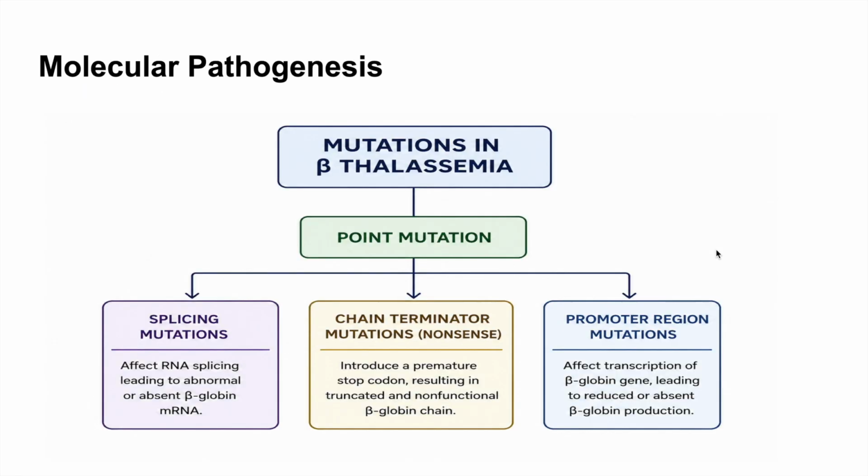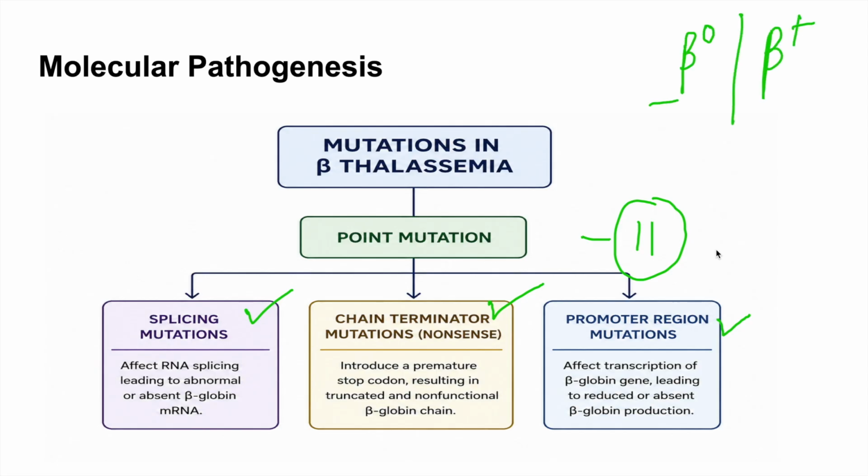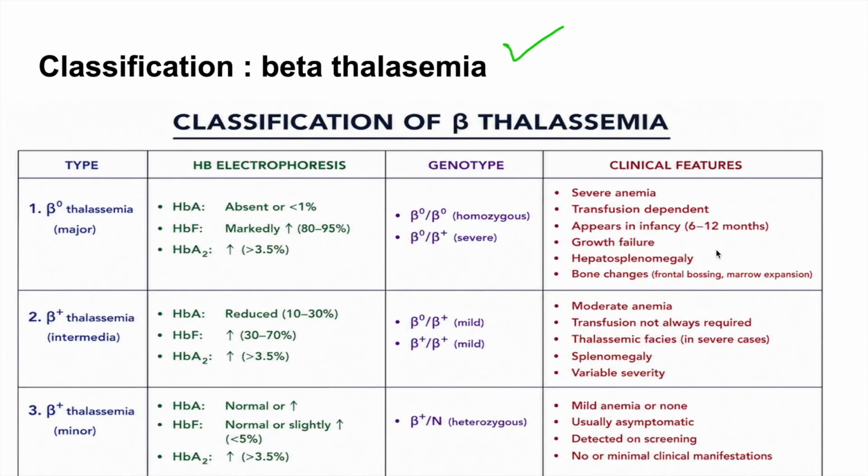So what is the molecular pathogenesis? The genetics: there is a point mutation on chromosome number 11, and this can be either a splicing mutation, a chain terminator mutation, or a promoter region mutation. After the mutation, either the beta chain will be absent, with no expression of the gene and no beta globin produced, or sometimes there is reduced expression, so the beta chain will be produced but reduced in quantity. Depending on that, there is the classification of beta thal.